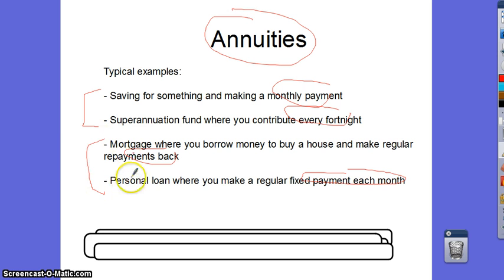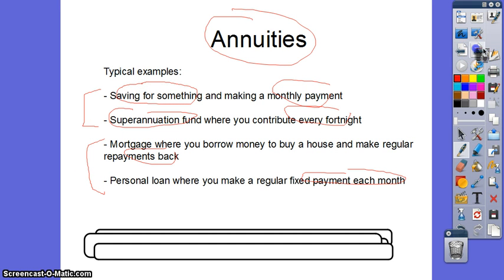Sadly, this is what we typically have more to do with because we're borrowing money off the bank in order to pay for a car, to go on holiday, to buy a house, and very important that we all do this and this as well. But you'll see how it all works in the next couple of slides.